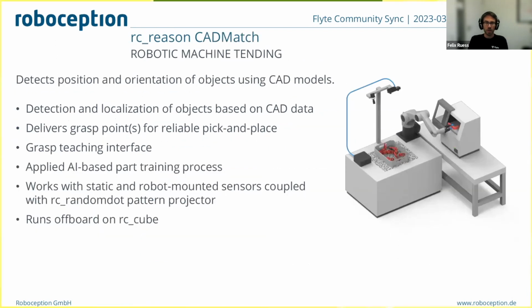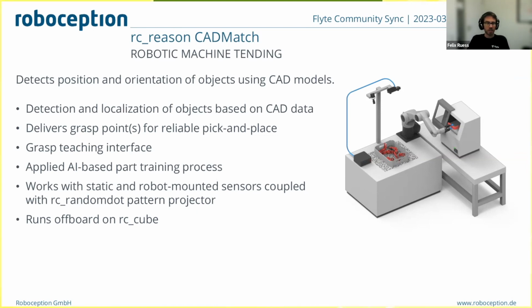Okay, so now where does Flyte come in? So for our CAD match program, basically the idea is that usually you have parts that you know before. So for example, in manufacturing, in machine tending, where you need to recognize known parts, usually lying random in the bin. For example, insert them into a machine or somehow process them, put them together or something like this.